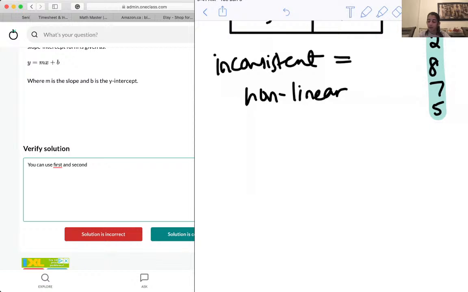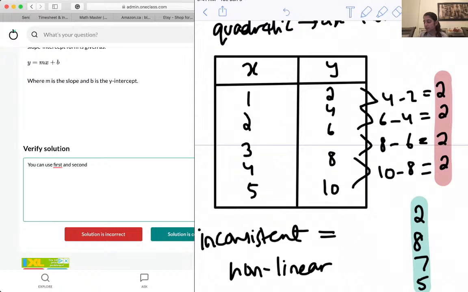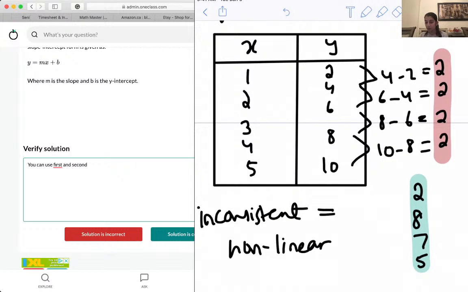For quadratic equations, if the first differences here were not consistent, you can try minusing those numbers again. So for example, 8 minus 2, 7 minus 8, and 5 minus 7. If the answers to those are the same and consistent, that means that it's a quadratic function. That's what we call second differences.